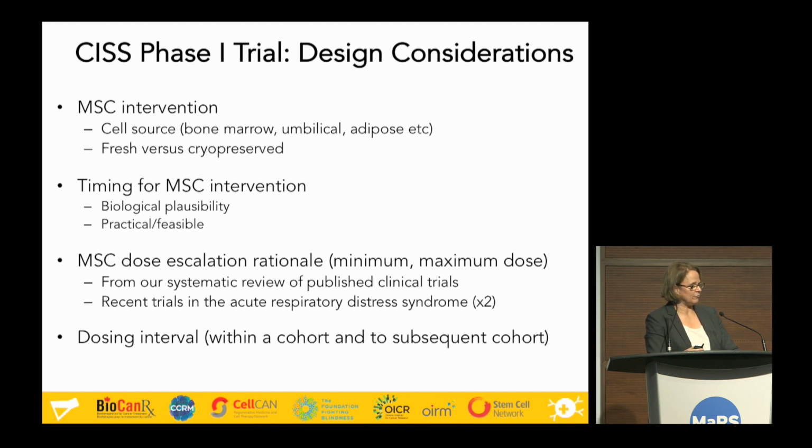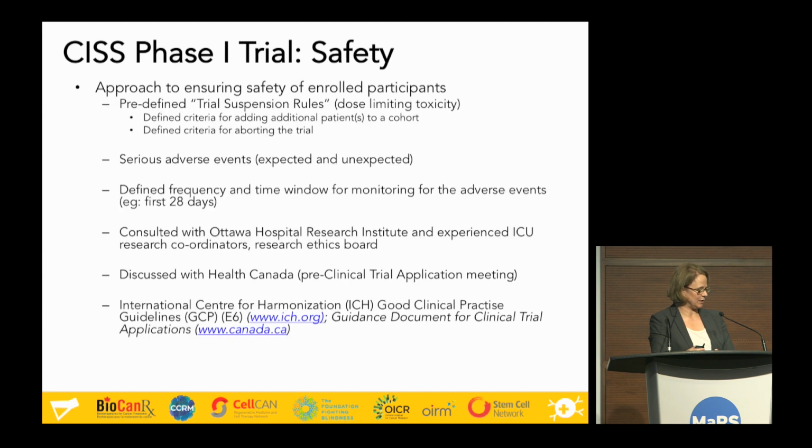We also used recent trials in the acute respiratory distress syndrome, which is another really bad critically ill problem that we see in our critically ill patients, where an early phase 1 dose escalation trial had just been concluded. We talked to the investigator, and we collaborated, and he shared information with us that gave us, again, more confidence that the doses we were starting with and going to at the maximum were reasonable. And then we also needed to think about the dosing interval within a cohort and to the subsequent cohort.